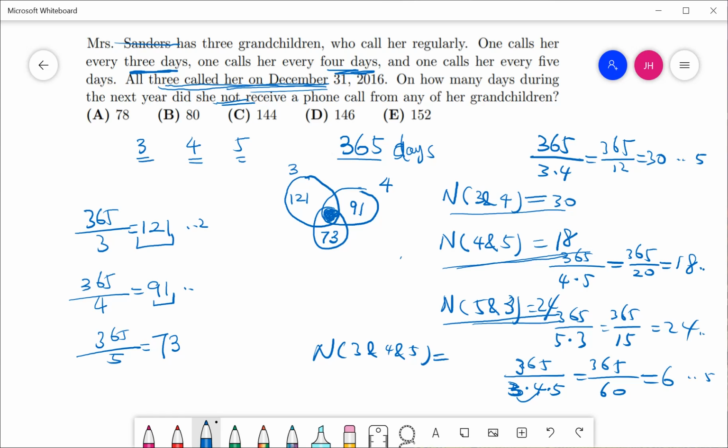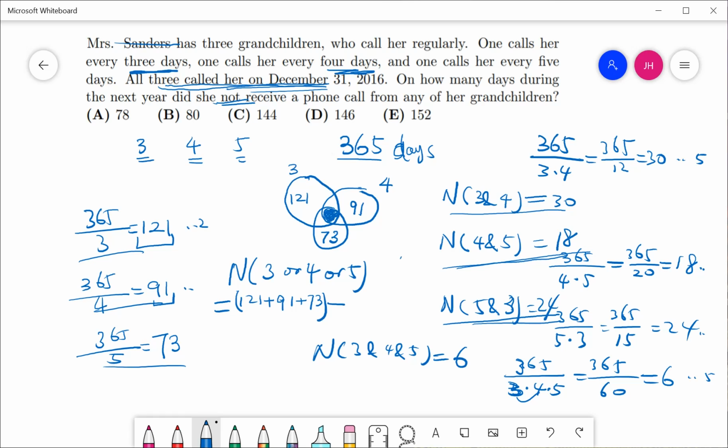All these have remainders. This one equals 6. Good, so we know the number of days, either 3, the first grandchild calls her, or 4, the second grandchild calls her, or 5, the last grandchild calls her. Any of them calling her would equal the sum of all these. So that'll be 121 plus 91 plus 73.